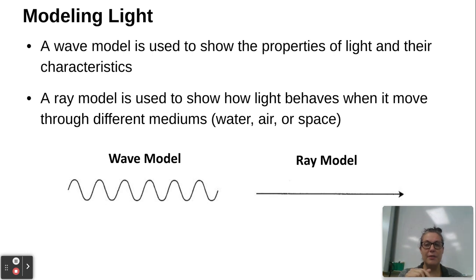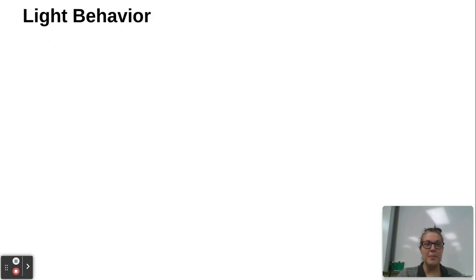So here we have our two different diagrams. We have a wave model, which we have been looking at throughout this unit. And now we're going to add another type of model called the ray model. I want you to draw those two diagrams in your notes. The wave model shows the properties, the characteristics: wavelength, amplitude, frequency. The ray model is going to show us the direction that it's traveling. So let's get into it.